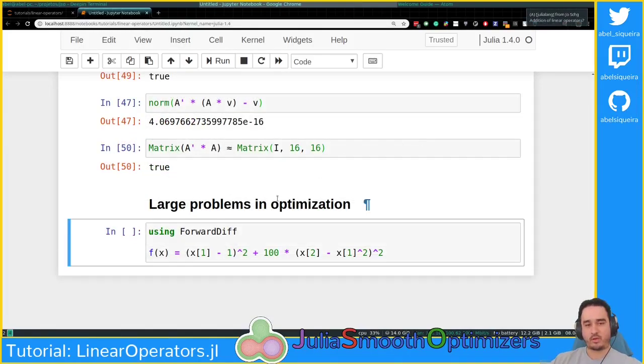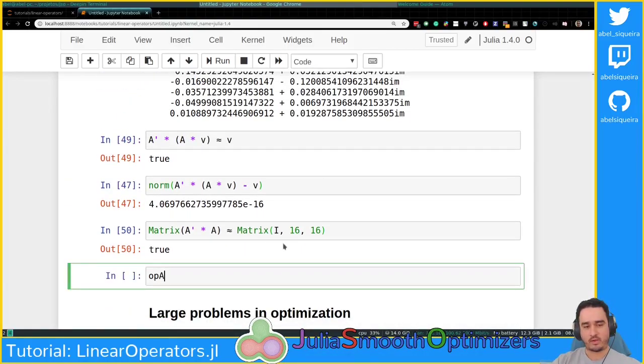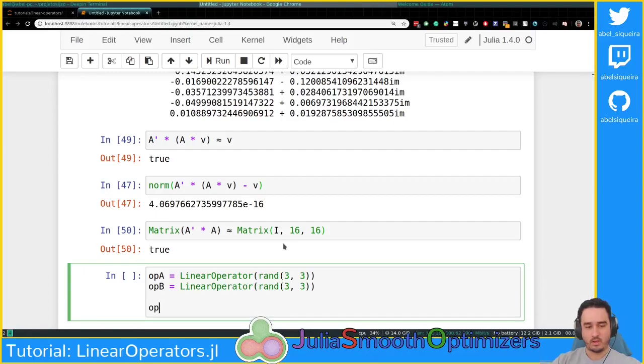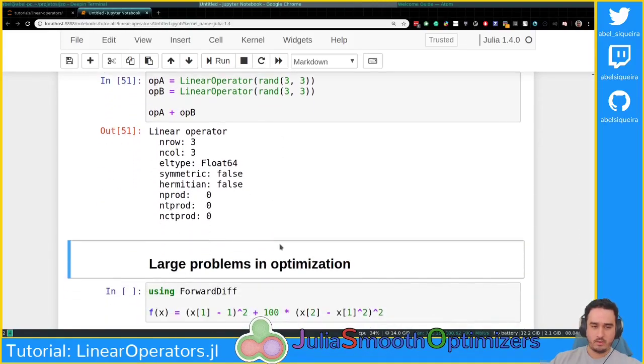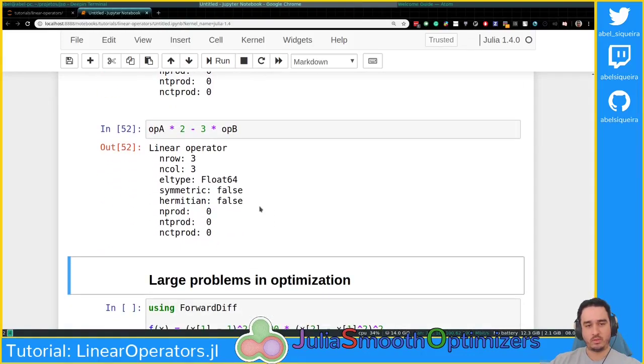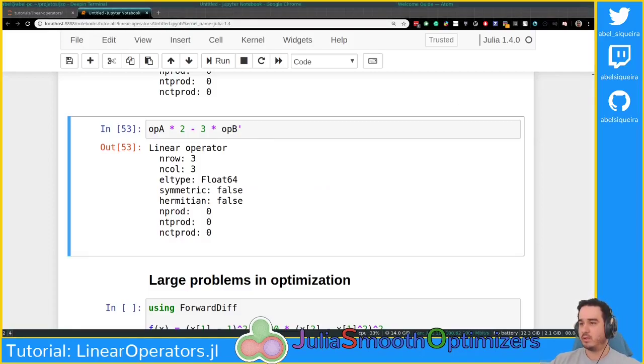So a question here before I go on. Addition of linear operators, yes, you have. I still have OPB. I don't think so. So let me define linear operator, rand 33, OPB, linear operators. You have the sum, multiplication by scalar, minus 3 times OPB, works as well. Of course, I can do something like this. It understands most operations.